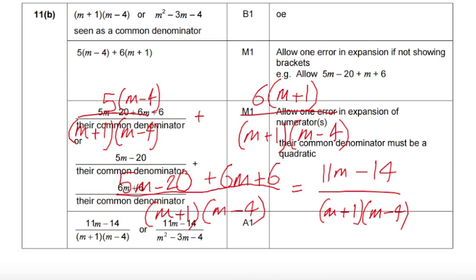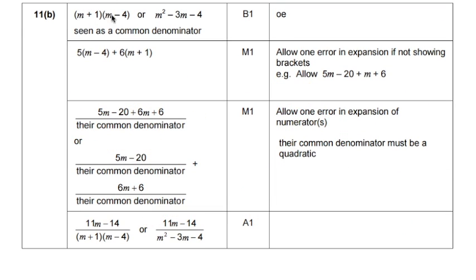So you get a mark for seeing this as a common denominator, a mark for getting the numerators right, a mark for multiplying them out and adding them together, and a final mark for this, or you might have multiplied this out, that's fine, but you don't need to.